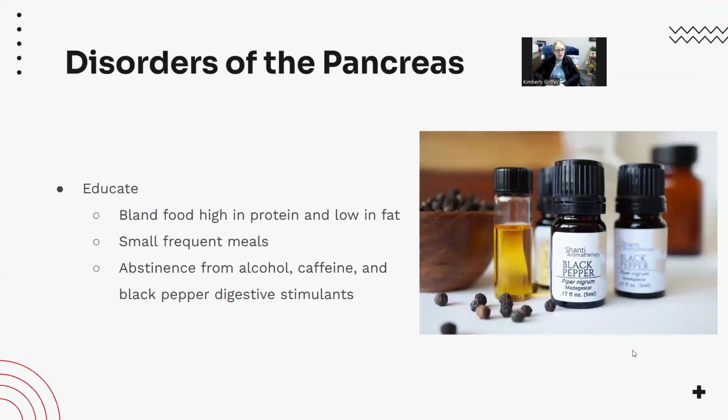So you want to educate them to have a food high in protein and low in fat, small, frequent meals, abstinence from alcohol, caffeine, and any black pepper digestive stimulants. So you can do black pepper, like aromatherapy, anything that can be digestible, you want to make sure and avoid.